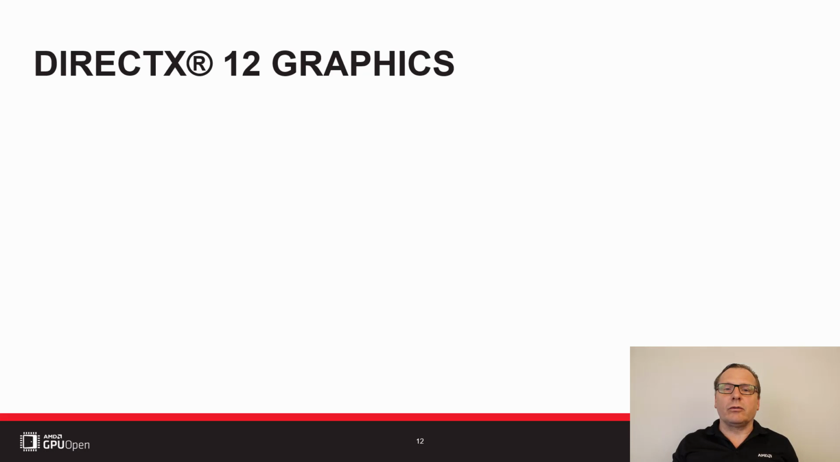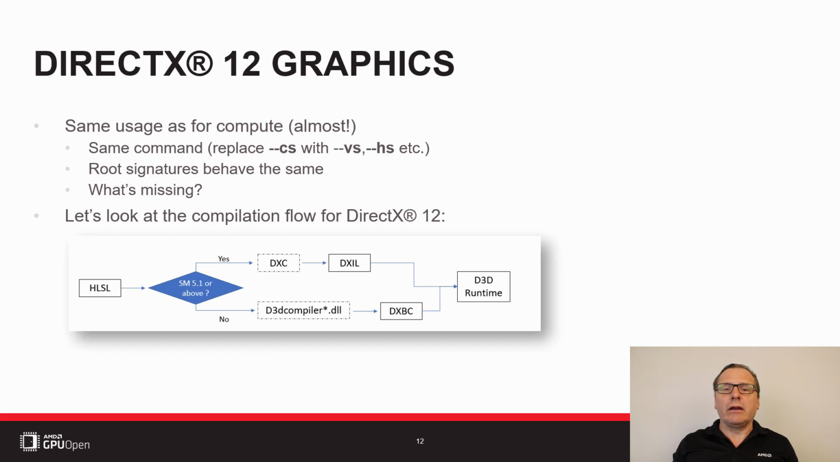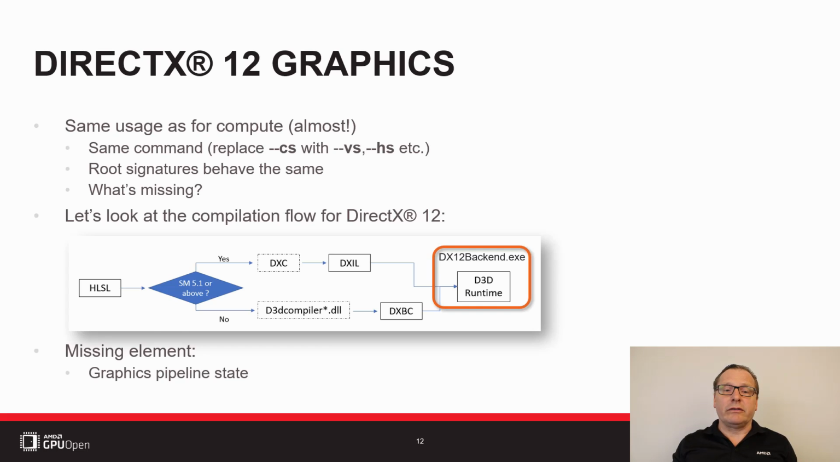Let's do the same for the DX12 graphics pipeline. It's almost the same as compute, but one thing is missing. Let's look again at the compilation process. On the right-hand side, you see the D3D runtime block, which we did not discuss for compute. The interaction with the D3D runtime happens through the DX12 backend executable, which is provided by RGA to perform the compilation. The DX12 backend is essentially a generic DX12 app. It accepts the DXIL and DX bytecode binaries and compiles the pipeline. This is fine for compute, but for graphics, just the presence of shaders and root signatures is not enough. A subset of the graphics pipeline state is also required.